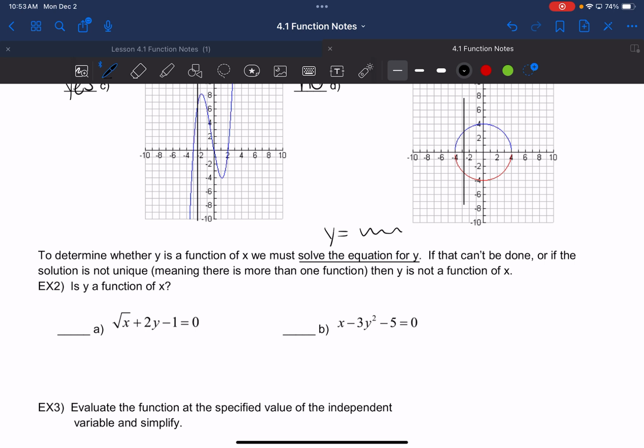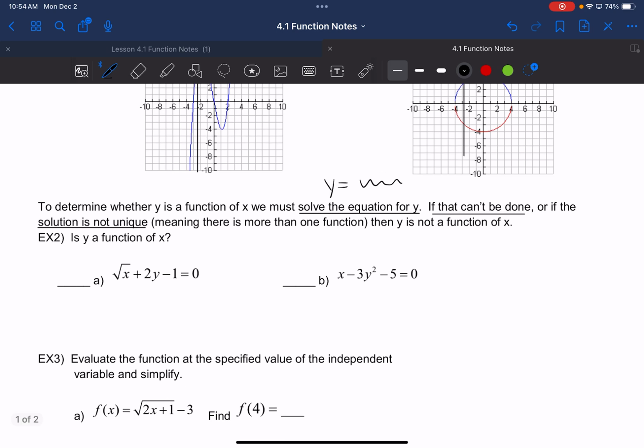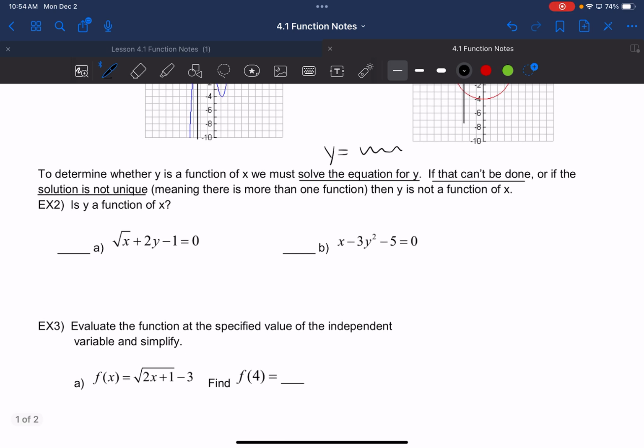Because it says if that can't be done, so if you cannot solve for y, it's not a function. Also, if you get a solution that is not unique, it is not a function. When I say not unique, that means that there's more than one answer. Okay, so if it can't be done or if it's not unique, then the answer is no. Otherwise, the answer is yes. So let's take a look at these two parts, A and B.